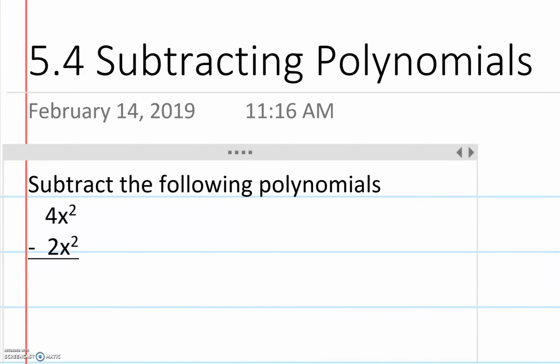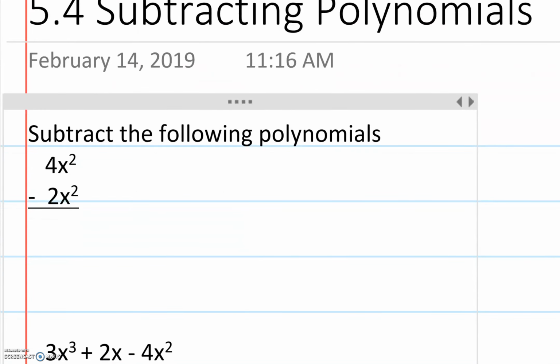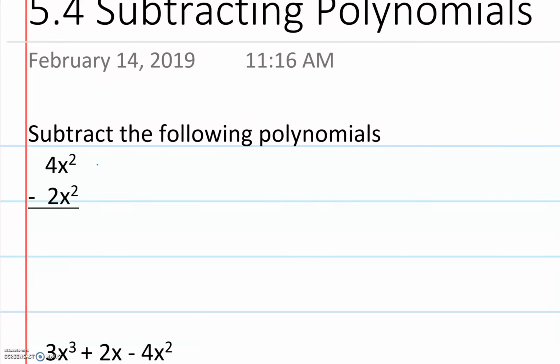We're going to start basic here, and this is based off of the Math Makes Sense 9 textbook. So we're starting pretty basic here. Subtracting this polynomial, well, this is a nice easy monomial, which means it's got only one term. So we've got a monomial on top subtracted by a monomial on the bottom.